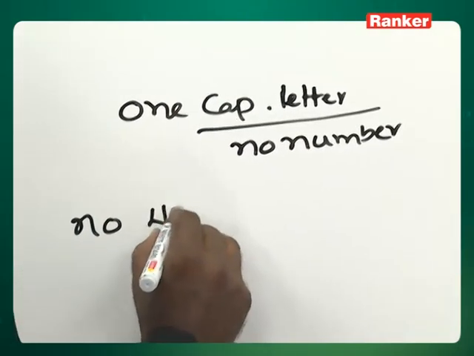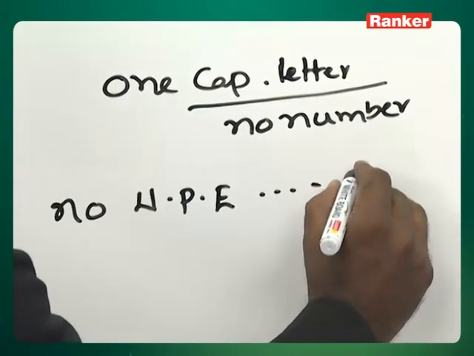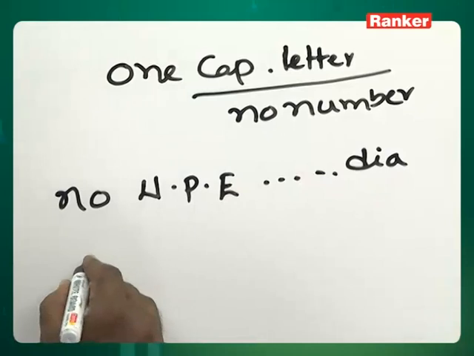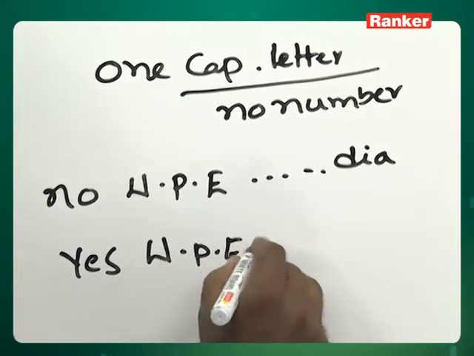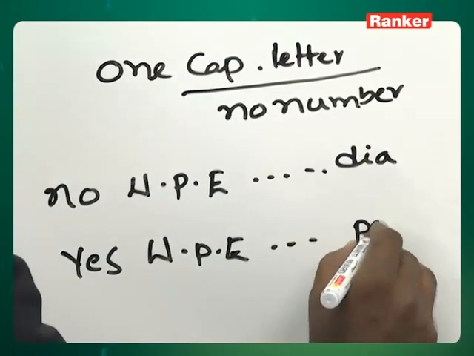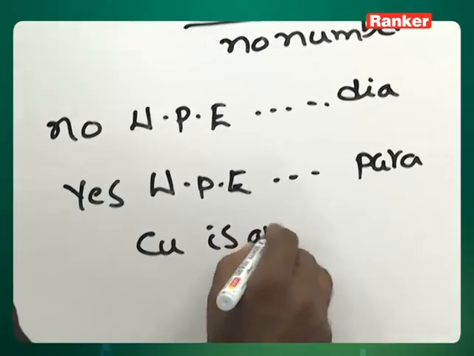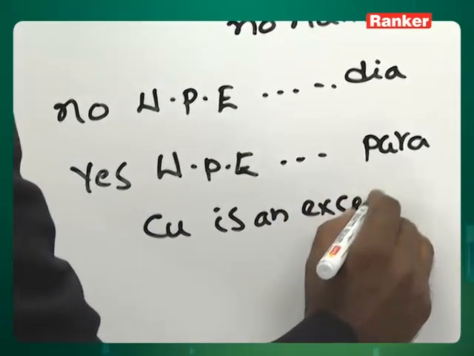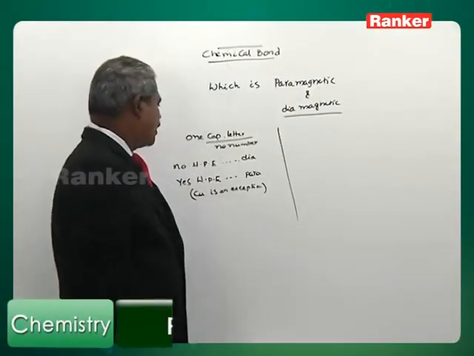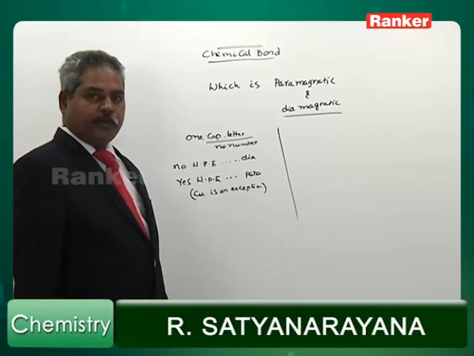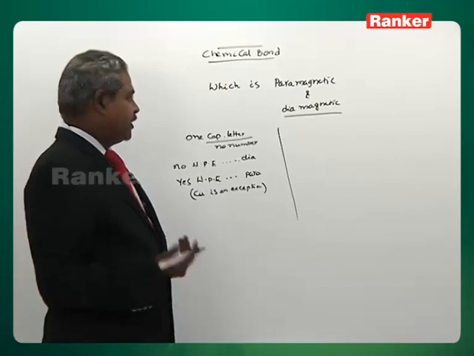No unpaired electron. If there is no unpaired electron, it is dia. Yes, unpaired electron. If there is an unpaired electron, it is para. And copper is an exception. I'll tell you what I mean by one capital letter. That is what I mean by element or elemental ion, Na plus, like that.